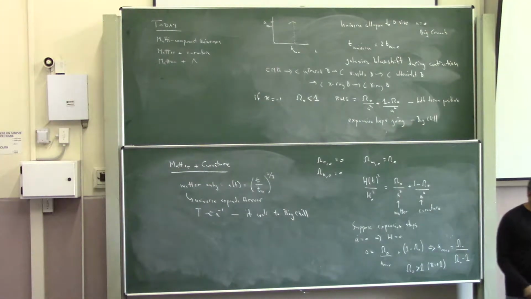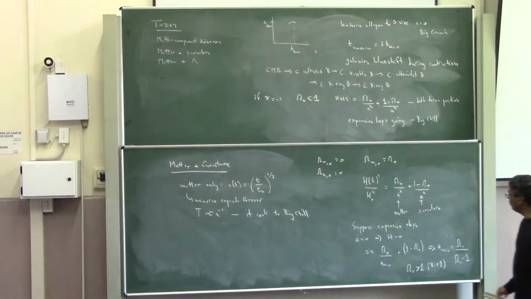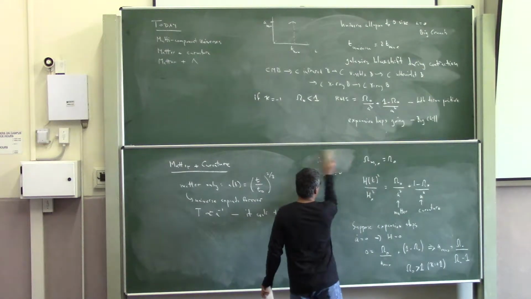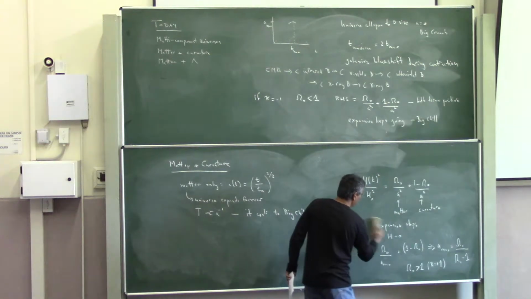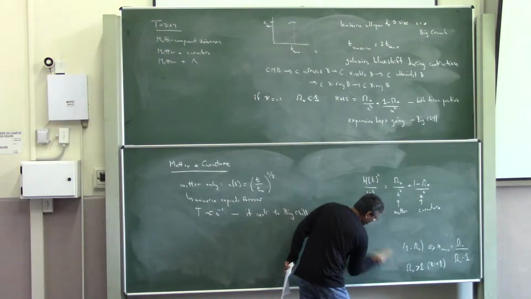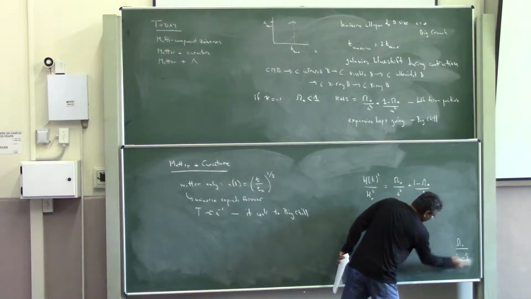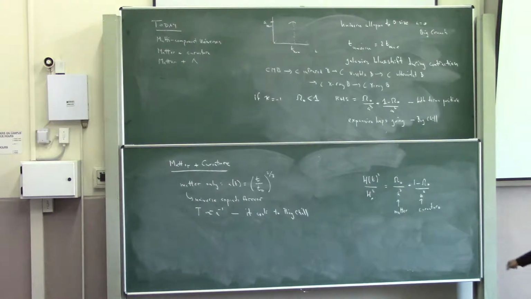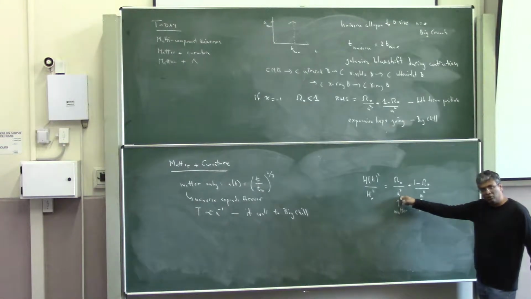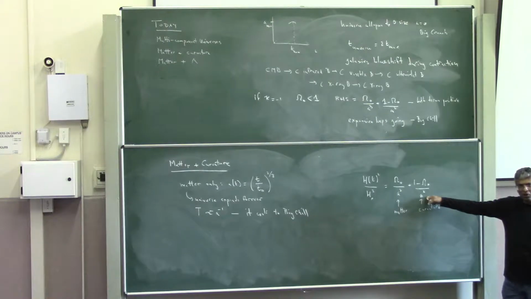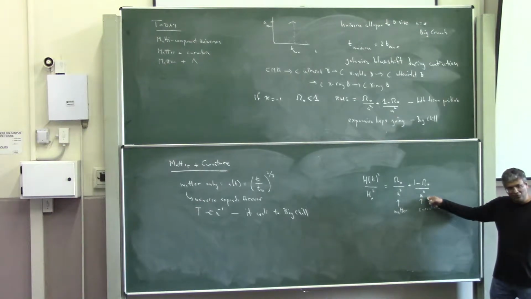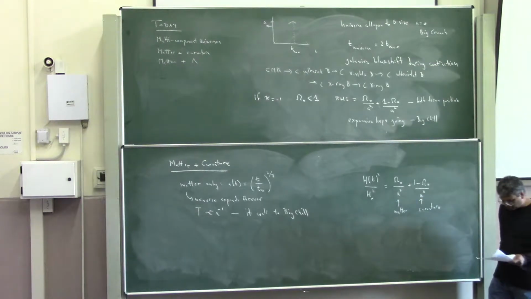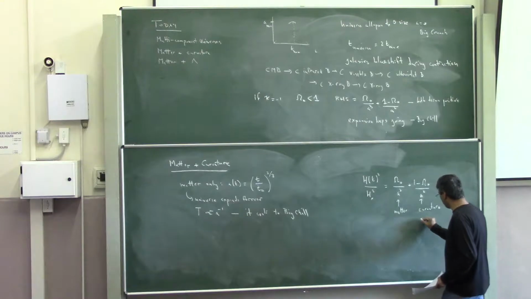So in such a universe, if kappa is negative, you've got a term which falls like 1 over a cubed at late times, and a term which falls like 1 over a squared at late times. So a is getting bigger and bigger and bigger. So this term dies faster than this term. Okay? So in such a universe, the second term will dominate.